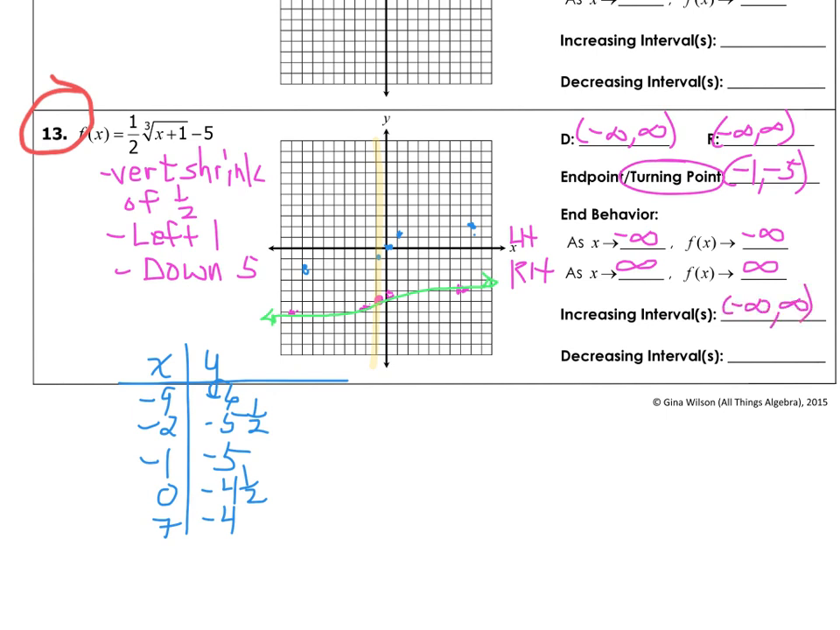If you had a reflection, you'd have a decreasing interval. So you have to watch that. So in this case, there's none. And that's it. So it's a lot of information, but you got this. Ask questions if you need to.